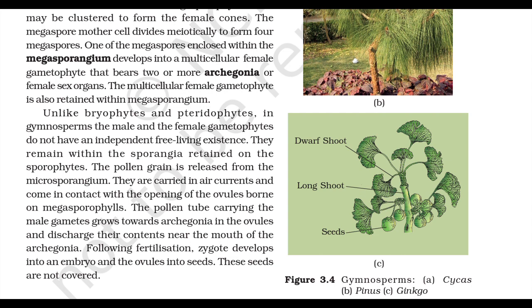The pollen grain is released from the microsporangium. They are carried in air currents and come in contact with the opening of the ovules borne on megasporophylls. The pollen tube carrying the male gametes grows towards the archegonia in the ovule and discharges its contents near the mouth of the archegonia. Following fertilization, the zygote develops into an embryo and the ovules into seeds. These seeds are not covered.